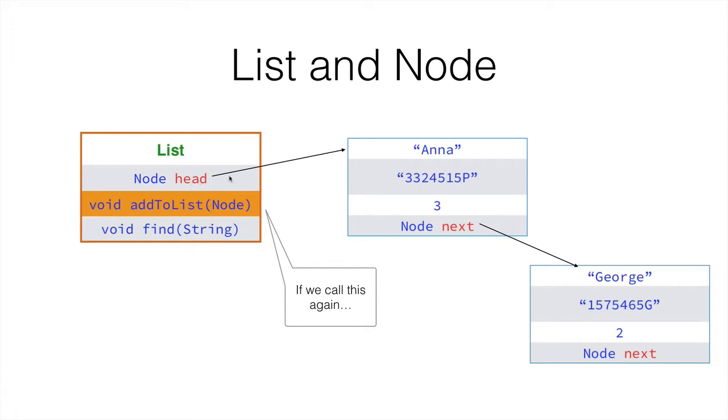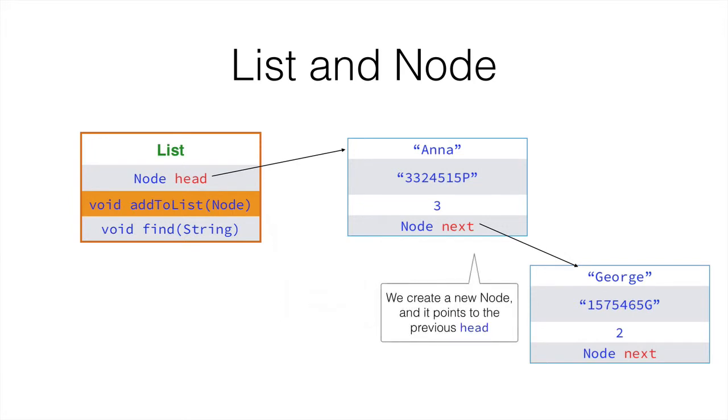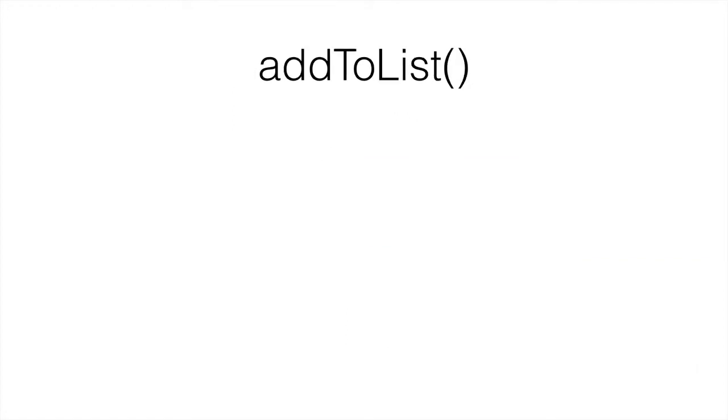So this head now points to the new node, and the new node now points to the old head. If we added more nodes, we would simply move this one down, and we would pop the new one in right here. So the head would point to the newest node, and then the newest node would point to the previous newest node, and so on and so on. Like so. Okay, so how would we program this add_to_list method?